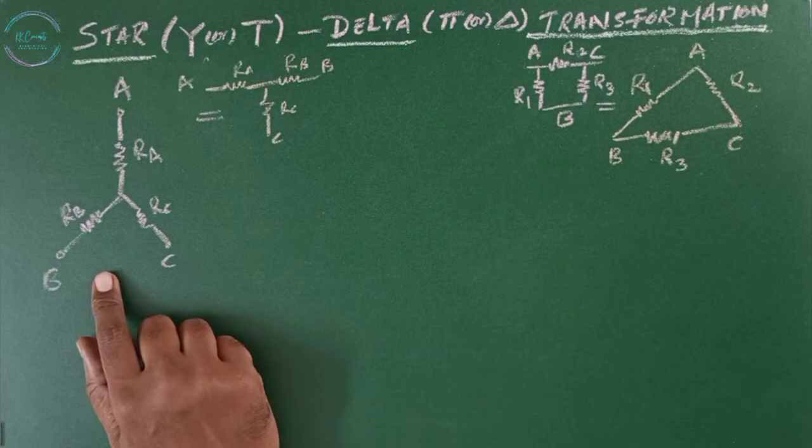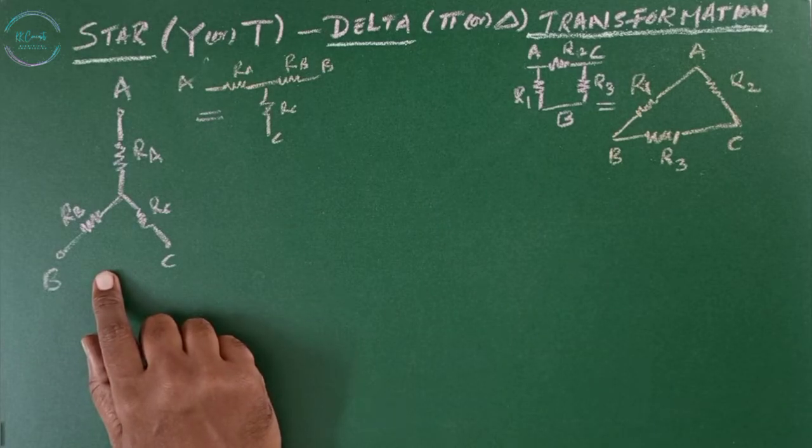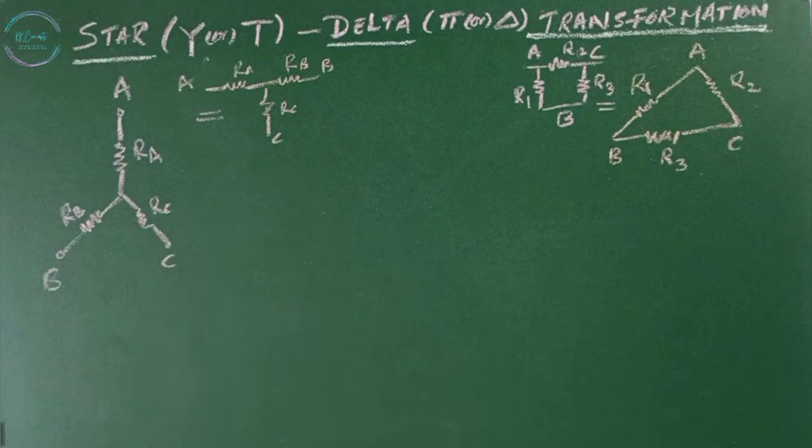Star connection is also known as Y connection and T connection. Similarly, delta connection is also known as pi connection, as they look like a pi. To solve these complex networks, we need transformation of star network into delta network as well as delta network into star network. Then we need the relation between the elements of star and delta.